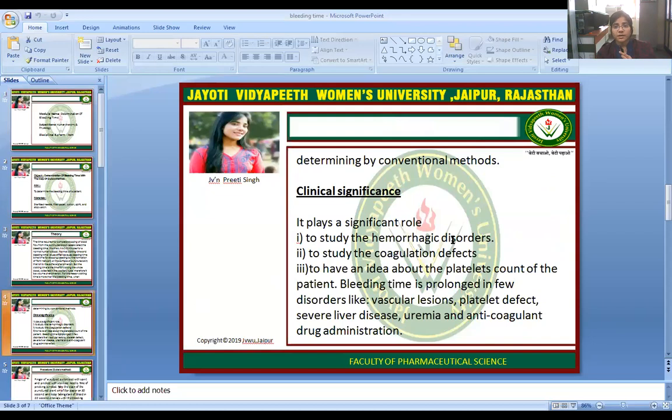When determined by the conventional method, what is the clinical significance of the bleeding time? It plays a significant role to study hemorrhagic disorders, to study coagulation defects, and to have an idea about the platelet count of the patient. Bleeding time is prolonged in a few disorders like vascular lesions, platelet defects, severe liver diseases, uremia and anticoagulant drug administration.